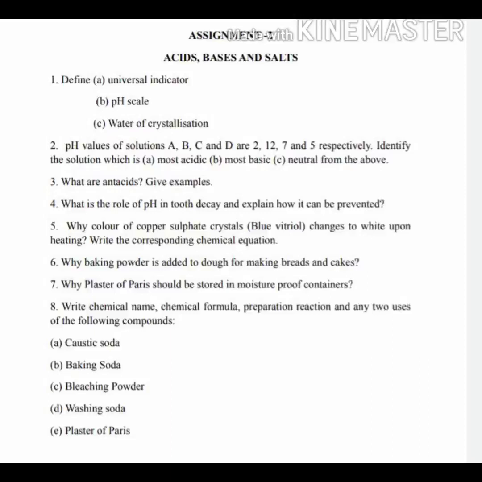Now, come to question number 5. The color of blue vitriol, that is CuSO4·5H2O, is blue. It is a hydrated salt. Due to 5 water of crystallization, it is blue in color. But when you heat it, the 5 molecules of water get evaporated and it forms anhydrous salt CuSO4, which is colorless. So what will be the equation? The equation is CuSO4·5H2O, on heating, gives CuSO4, which is white in color, plus 5H2O.